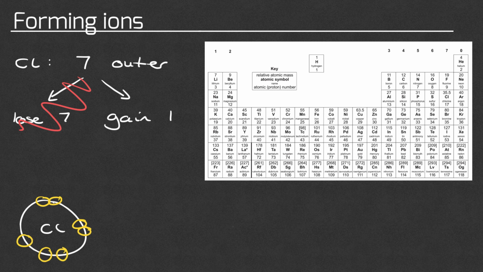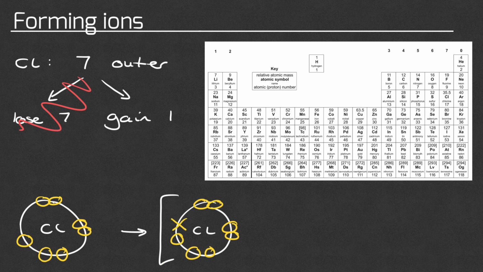We've drawn our chlorine atom here with its 7 outer electrons. And it has now gained 1 electron. It now has 1 more electron than it started off with, so it's going to have a negative charge. So we could write this as Cl-.